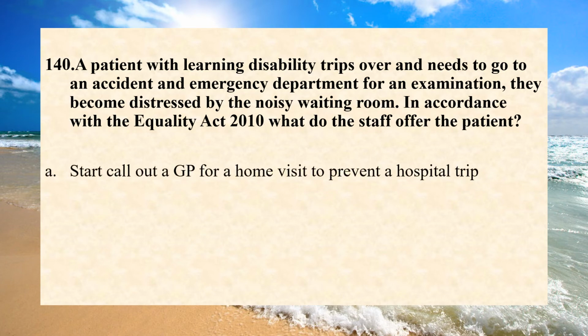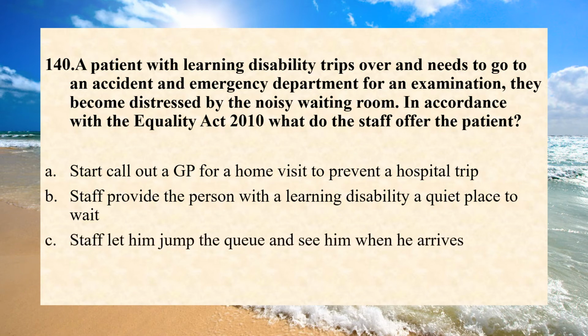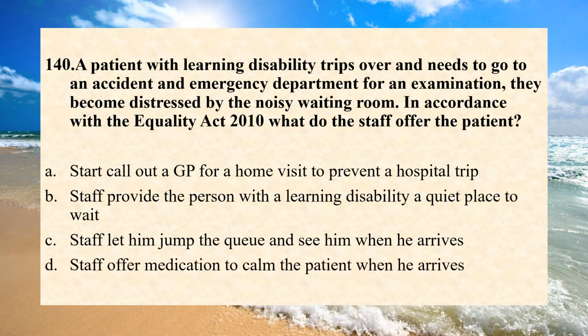Option A, call out the GP for a home visit to prevent a hospital trip. Option B, staff provide the person with the learning disability a quiet place to wait. Option C, staff let him jump the queue and see him when he arrives. Option D, staff offer medication to calm the patient when he arrives. The answer is B, staff provide the person with a learning disability a quiet place to wait.